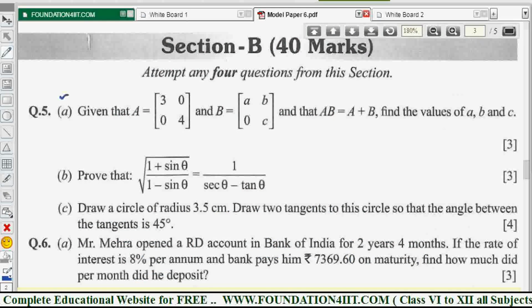It's simple. The second one is from trigonometry. By applying trigonometry formulas, you should take the LHS first and finally prove the RHS. So the left hand side is square root of 1 plus sin theta by 1 minus sin theta. Let us take this and prove the RHS.